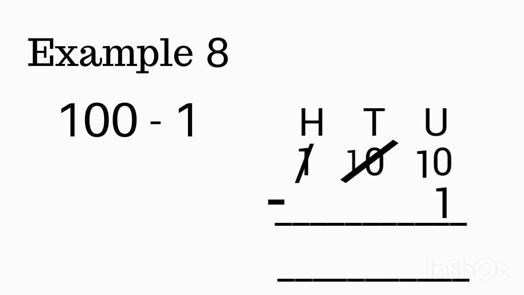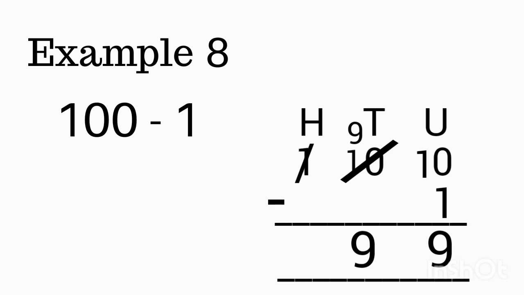It becomes 10 here, and 9 left under the tens column. So 10 minus 1 is 9. Under the tens column, I have just 9 there. We bring it down. And the other 100, nothing is there. Remember, I had taken that 1. So 100 minus 1 is 99.